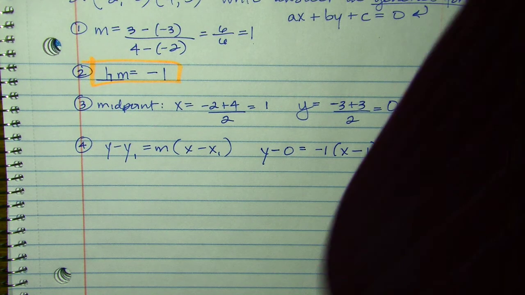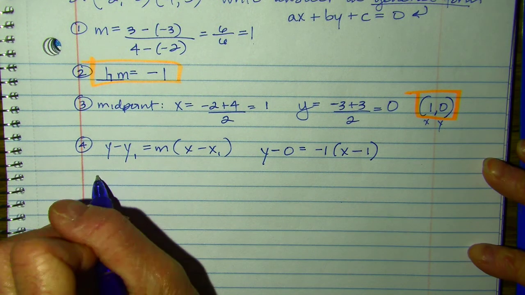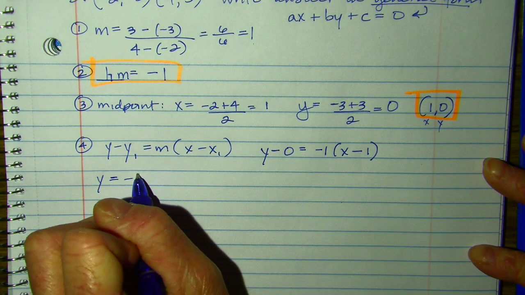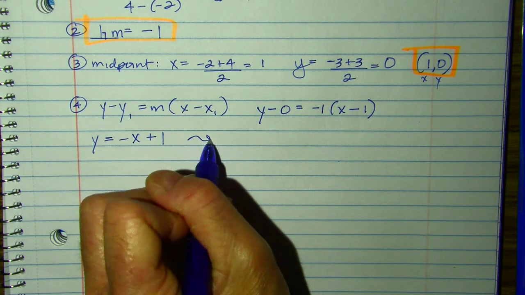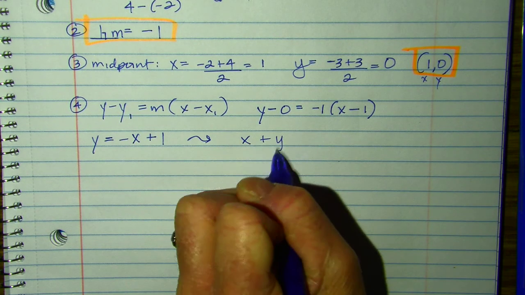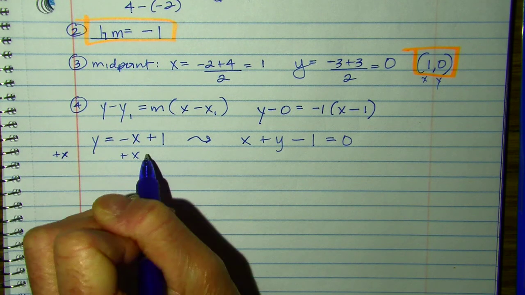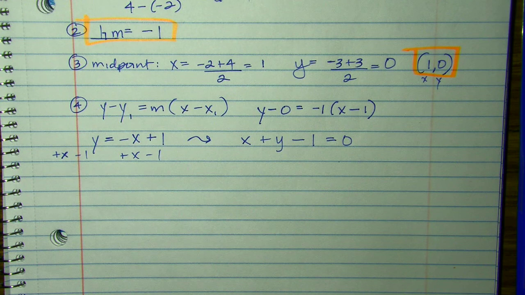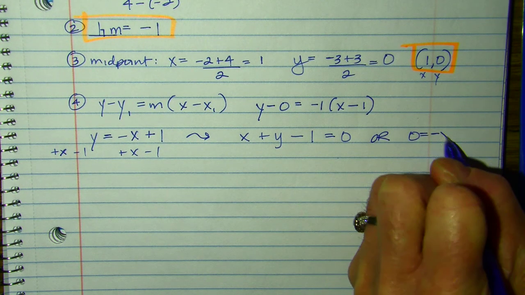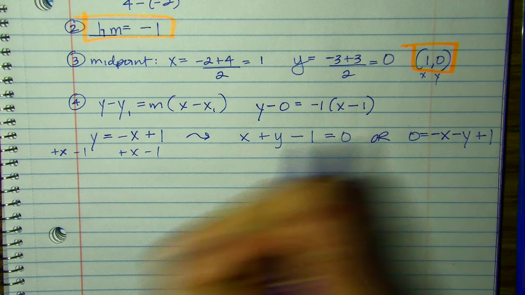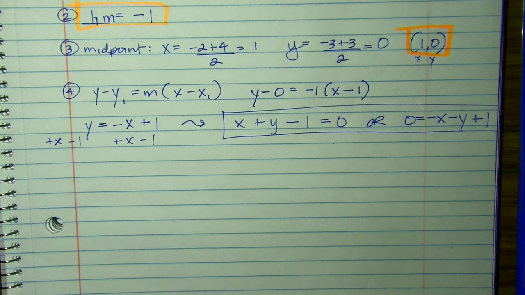And sorry, my screen timed out. So y equals negative x plus 1. Now it wants it in general form. So x plus y minus 1 equals 0, right? I just added x to both sides and subtracted 1. You could also write 0 equals negative x minus y plus 1. So either one of these would be correct.